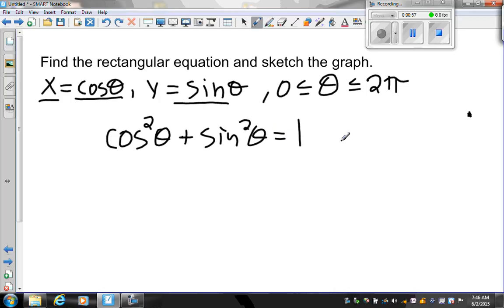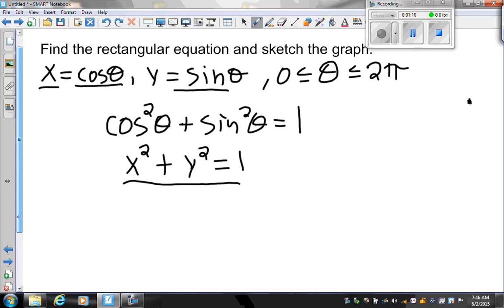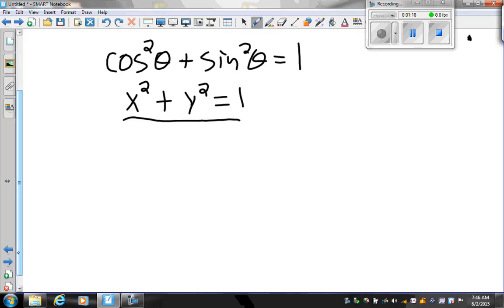We know that cosine of theta is equal to x by the first equation, so cosine of theta squared is the same as x squared. Sine of theta is equal to y, so sine of theta squared is equal to y squared. So this is our rectangular equation, x squared plus y squared equals 1. We should recognize that as the equation of a circle with a radius 1.